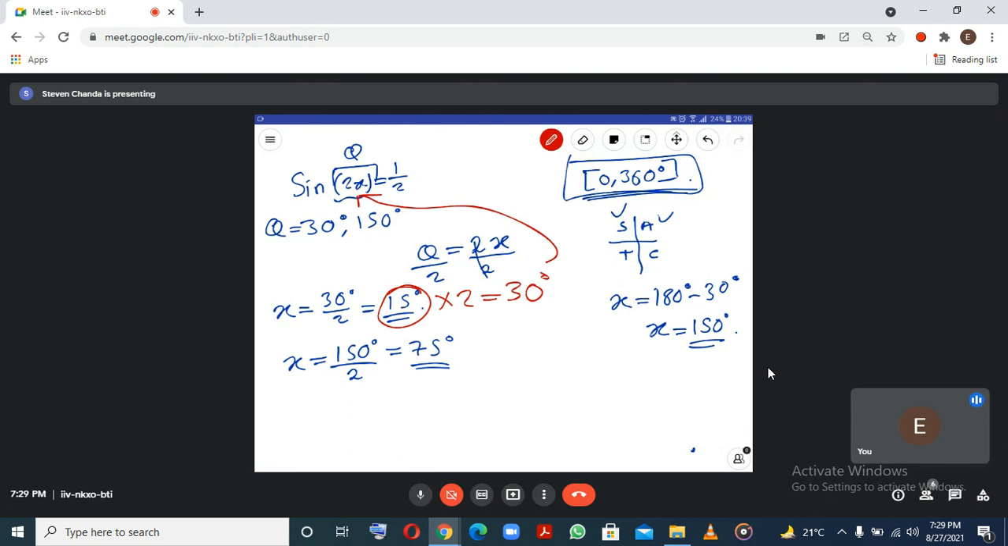Then for the other one, if you get this x, you multiply it by this 2 here, you are going to get 150. And this 150, when you plug it here, you get half. And that's why both of these answers are in the quadrants where sine is positive. So that's how you go about these particular questions.